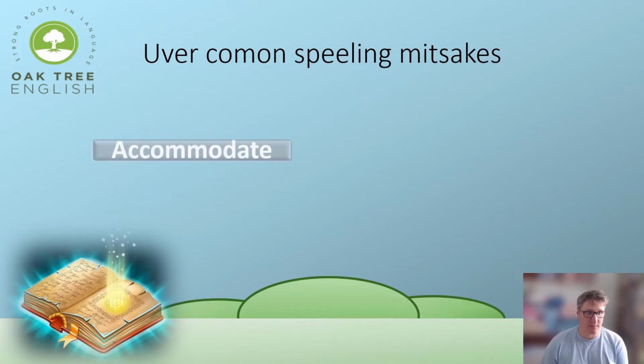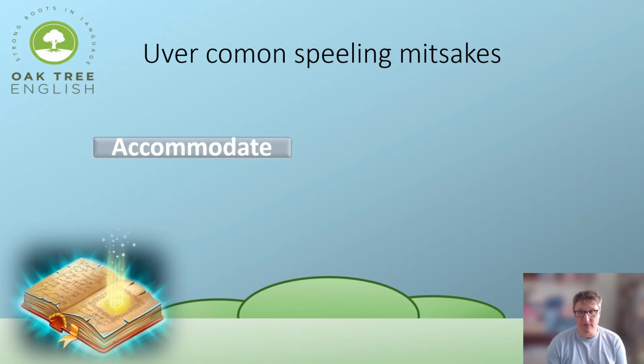So, for example, accommodate is very often double letters get missed out or get put in where they shouldn't do. Accommodate is double C and double M, and that's a good example of a double letter problem.